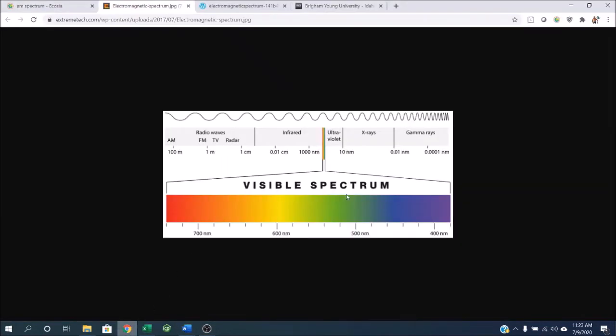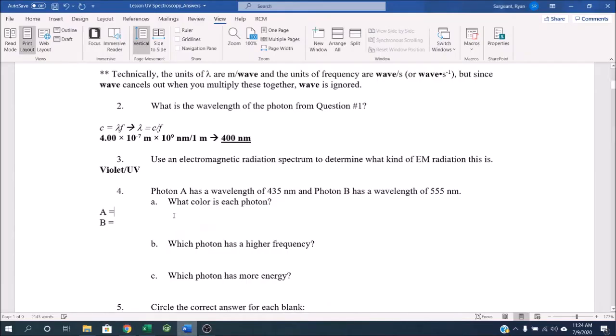Let's go back to our spectrum. 435 nanometers, so these are in increments of 20: 420, 440, 460, 480. So right there, that's going to be blue-violet, we'll call that. And 555 nanometers would be right here, and we'll say that's green. It's right on whatever this boundary is. Is that chartreuse? We'll just call it green, and this one over here is blue to make our lives simpler. So A is blue, and B is green.